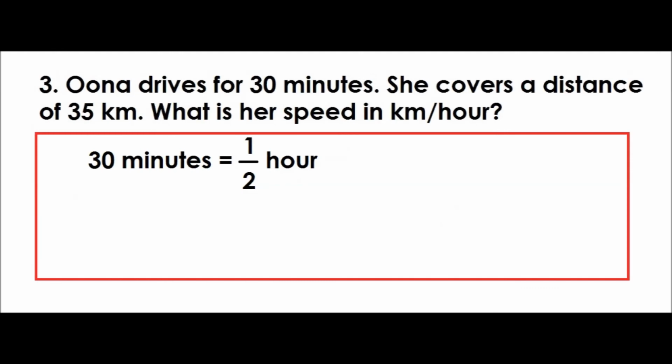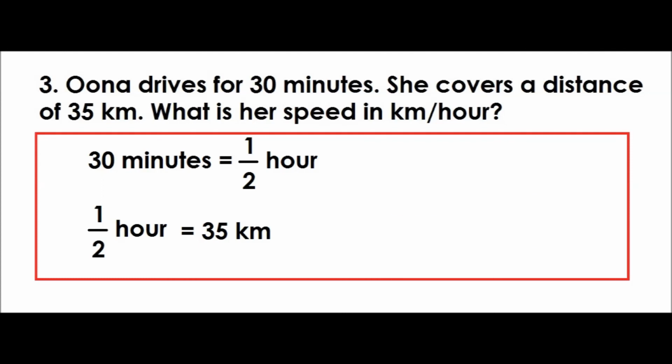Number three is also the same in that we should start by doing conversion first. We know that the time is 30 minutes, but the speed should be written in kilometers per hour. So let's change 30 minutes into hours, which is half an hour. Now we know that in half an hour, Una travels 35 kilometers. So we need to find out how far she will go in 1 hour.